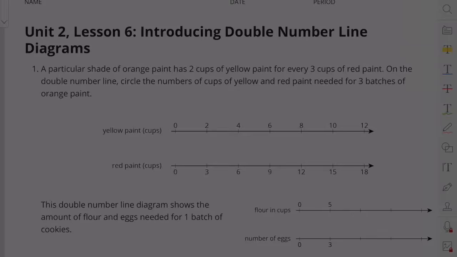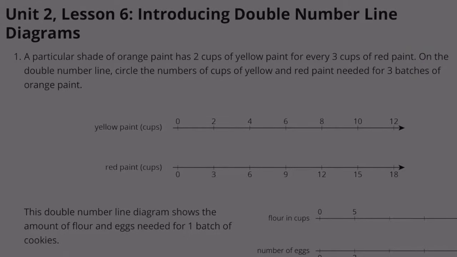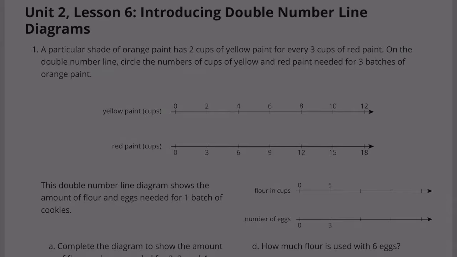Unit 2, Lesson 6. A particular shade of orange paint has 2 cups of yellow paint for every 3 cups of red paint. On the double number line, circle the numbers of cups of yellow and red paint needed for 3 batches of orange paint.